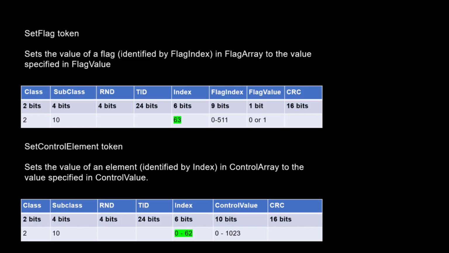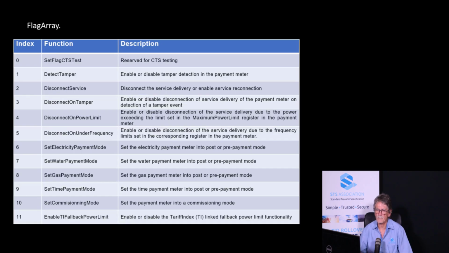Under the set control element token, it sets a value of an element identified by index in the control array to the value specified in control value. So again, it's a Class 2 Subclass 10 token. The index is 6 bits, 0 to 62, making a total of 63. A control value from 0 to 1023 can go into any of these.